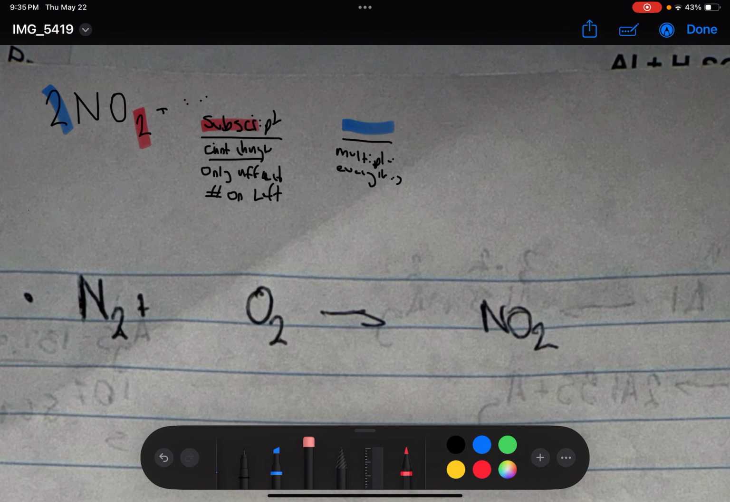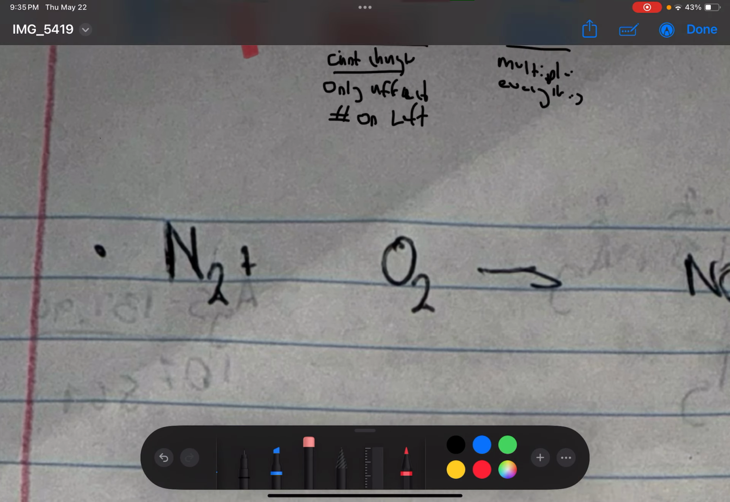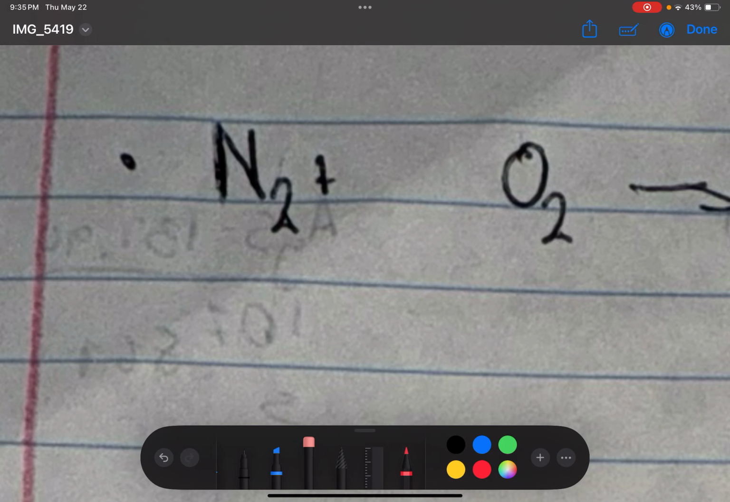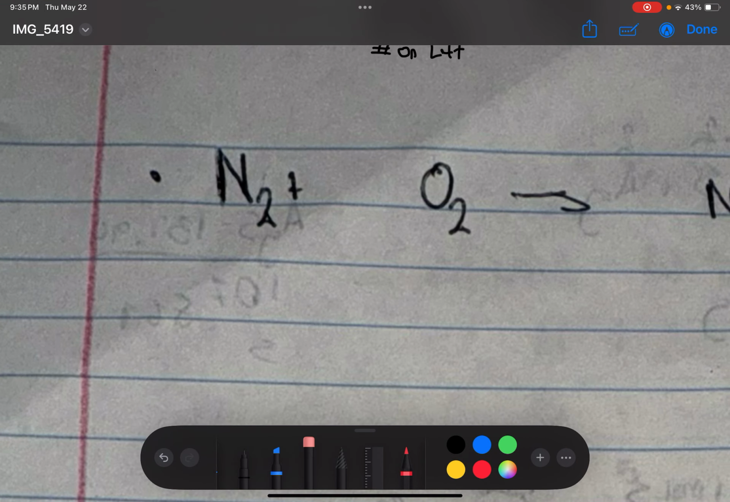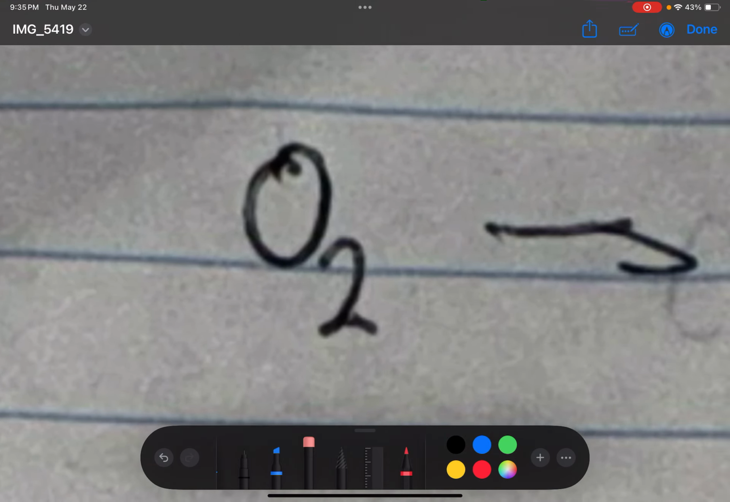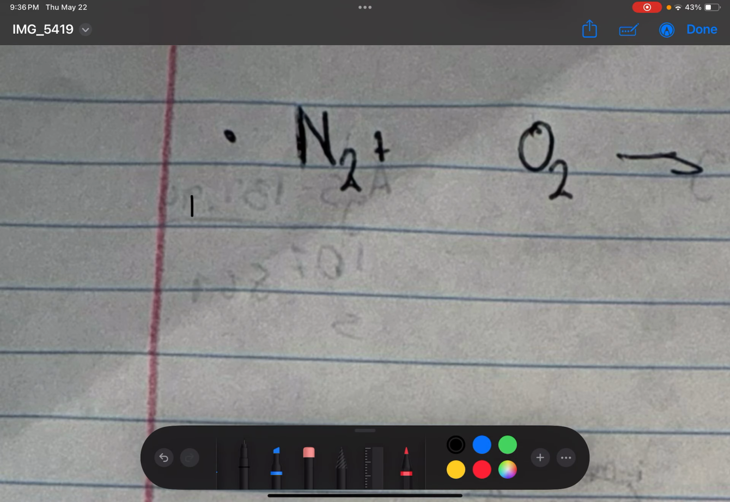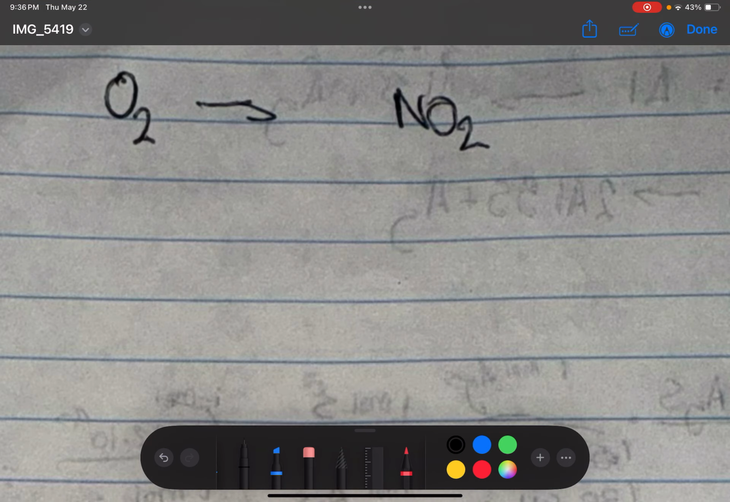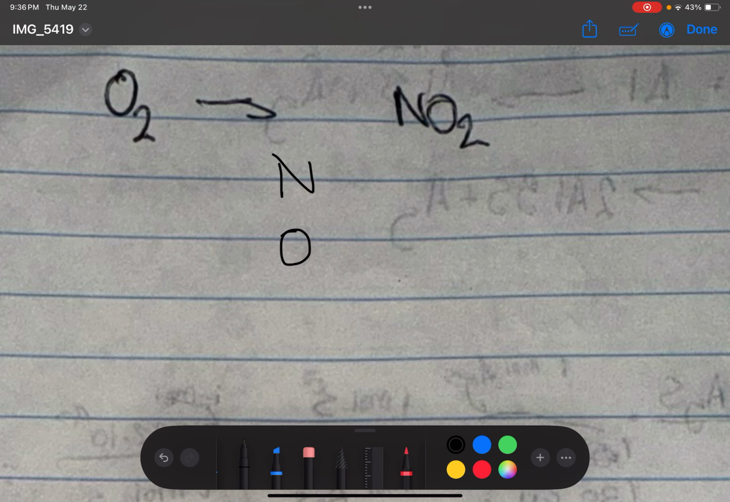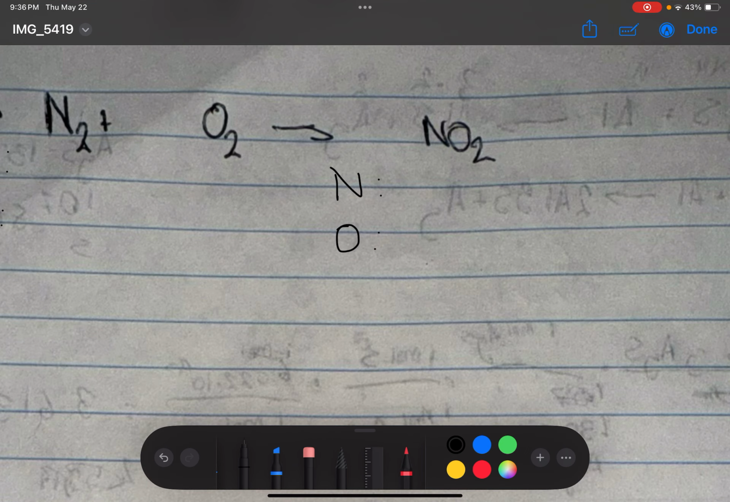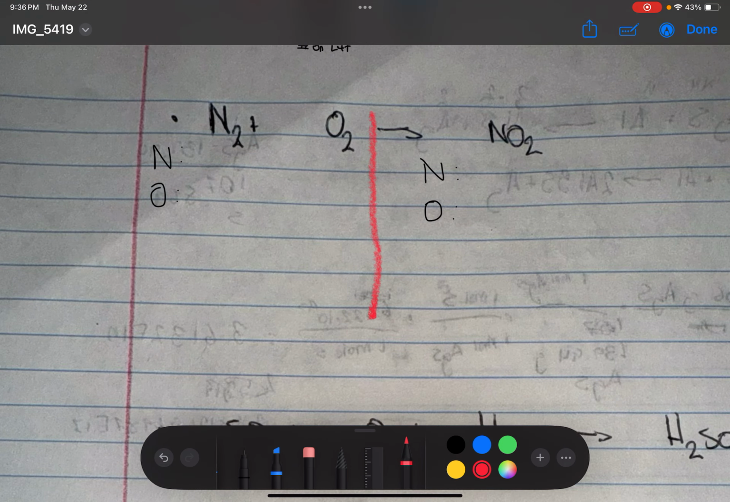Okay, so boom, now that we got that down, we see right here there's a subscript. First things first, let's see how many different letters there are. We have an N, we have an O, we have an N, and we have an O. So we're going to write N, O, N, O. I don't know if this is the way you like seeing it, but we got you.